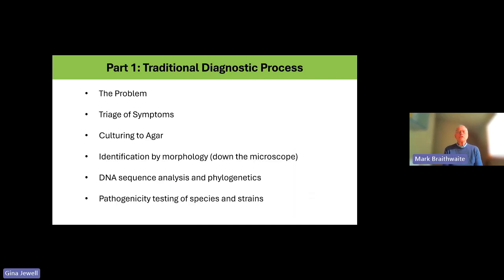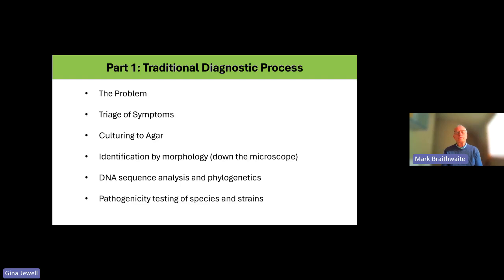So the traditional approach to disease diagnostics is, one, we're presented with a problem. This might be sick plants or a whole paddock, it might be one plant. So what we need to do is triage the symptoms that we've got before us. Is it the leaves? Is it the roots? Or, what symptoms can we actually see?